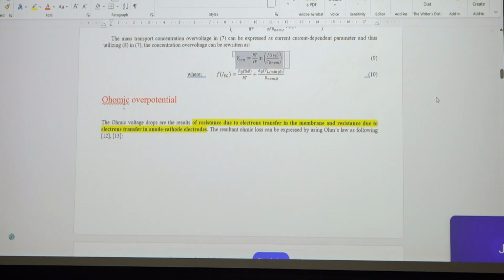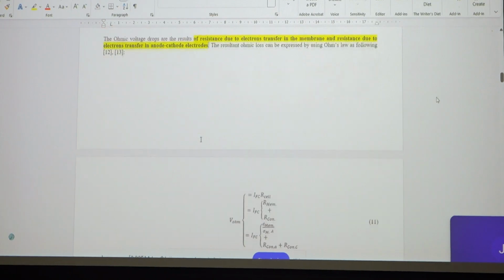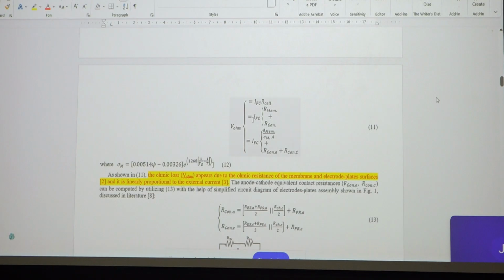The most important thing for electrical circuit designing is the ohmic overpotential. The ohmic overpotential is caused by the resistance of the membrane placed between anode and cathode and the resistance of the contact. These are the two main parameters that result in this ohmic overpotential. Here we can see it in equations.